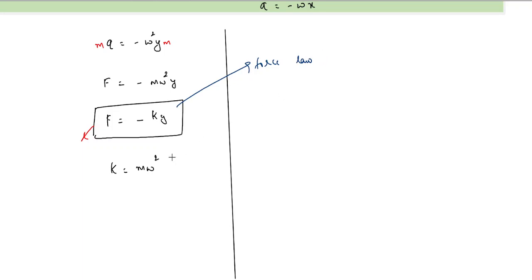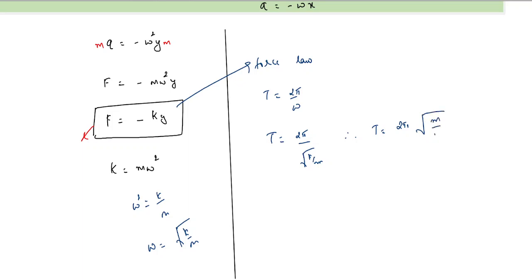Now from here, let's find the time period for simple harmonic motion. We know that time period T is equal to 2 pi by omega, but from this expression, omega square is equal to k by m. Omega is equal to under root of k by m. Therefore, T is equal to 2 pi by omega, and omega being under root of k by m goes to the top. Therefore, T is equal to 2 pi under root of m by k. So this is the expression for time period where k is a force constant.